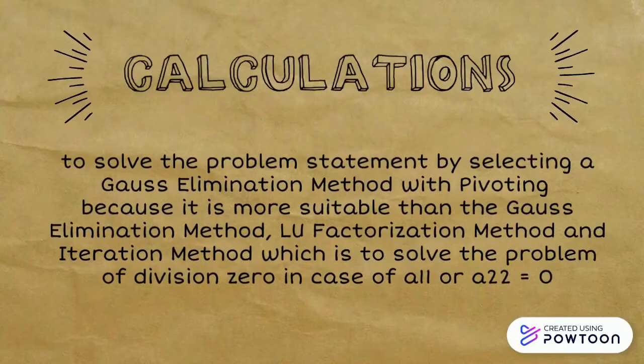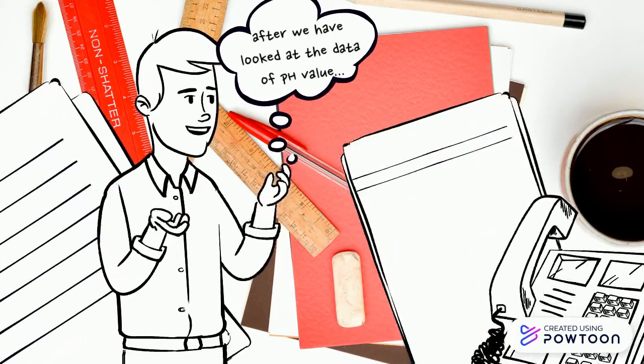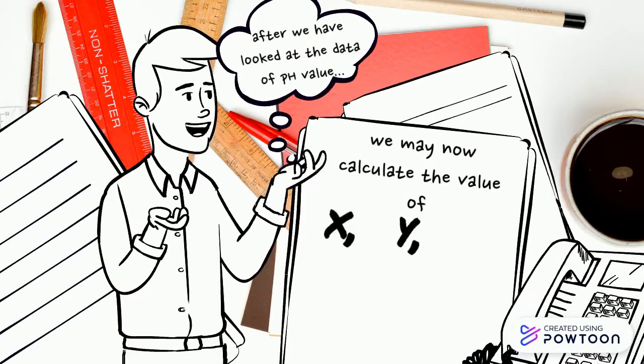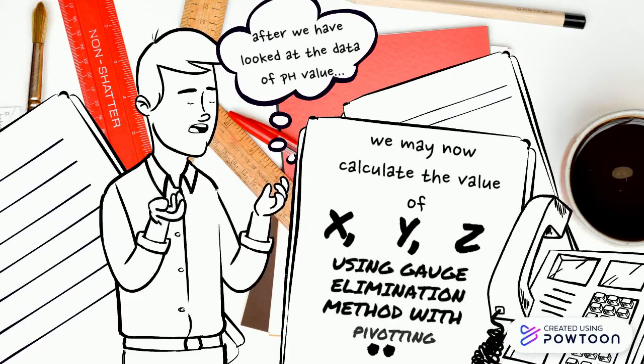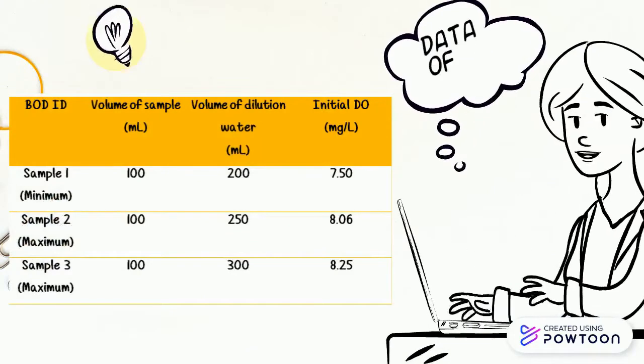Equation. This part is to solve the problem statement by selecting a Gauss elimination method with pivoting. It is suitable to solve the problem of division by 0 in case of A11 or A22. Okay, after we have looked into the table of the pH value, we may now start to calculate the value of x, y, and z using Gauss elimination method with pivoting. The table shows the data of pH value.